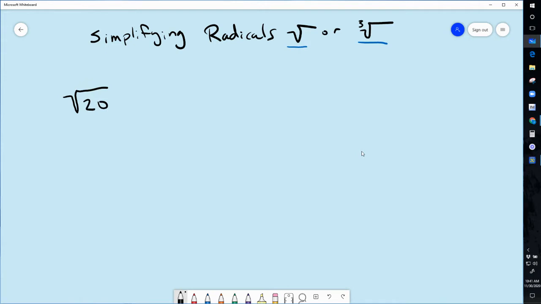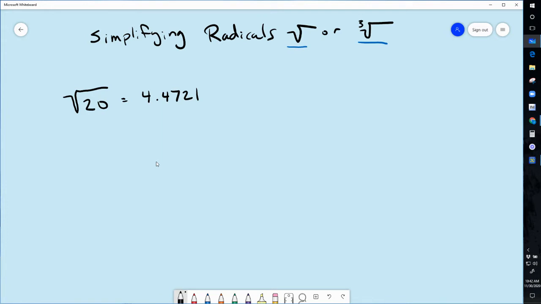Now, obviously, you can put this in your calculator and you can get an answer. But the answer is going to be a decimal. So we definitely don't want a decimal as our answer. If you put it in there, our answer would be 4.472135955, and so on. So go ahead and put it in your calculator and see what you get. But we don't want that answer. We want to put it in the simplest radical form possible.